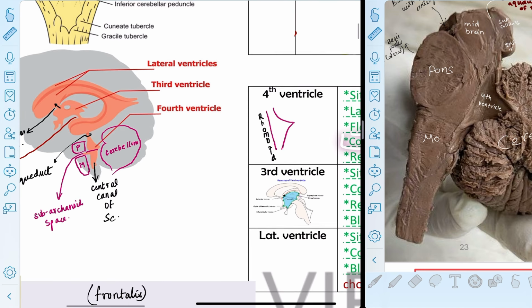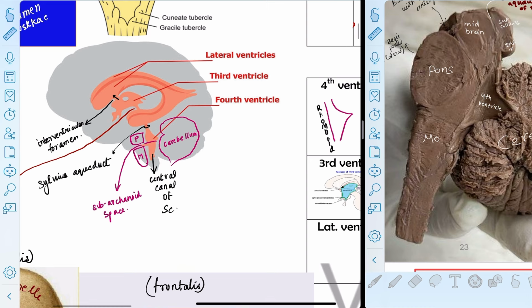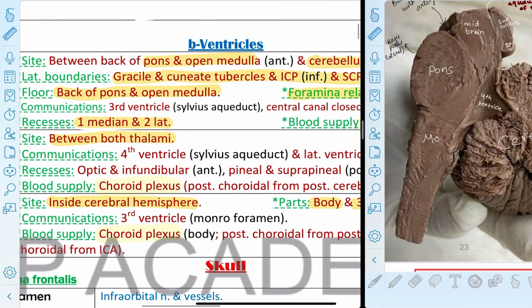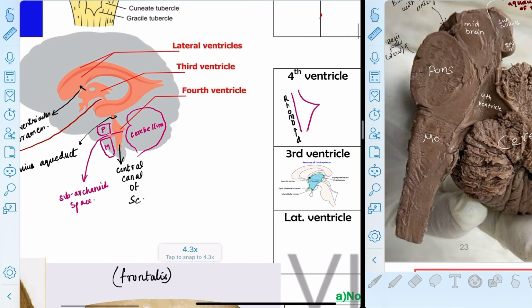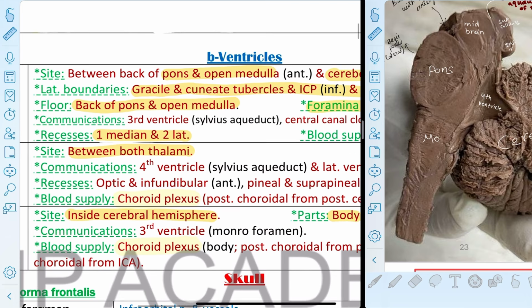Communications. How is it communicated? I'll tell you. First, it's communicated to the third ventricle. This is the third ventricle. It's communicated to the third ventricle through the aqueduct of Sylvius. This is the aqueduct of Sylvius. Then another communication is the central canal, the closed medulla, and the subarachnoid space. You can see this is the subarachnoid space between pons and medulla, and the central canal of the spinal cord also. So these are the communications of the fourth ventricle.